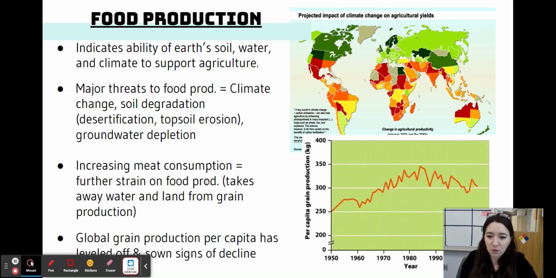Increasing meat consumption takes a further strain on food production. We'll talk more about this stuff later. Okay.